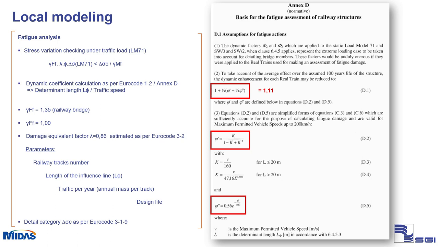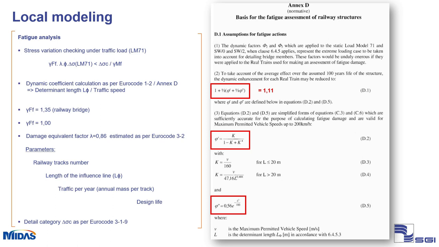Parameters are determinant length and also traffic speed. Calculation leads to a dynamic coefficient of 1.11. You can notice that this value is lower than the dynamic coefficient of 1.25 that was used for structural analysis. Among the different fatigue coefficients, damage equivalent factor is required. This coefficient is estimated as per Eurocode 3 and depends on the number of highway tracks supported by the bridge, length of the influence line, traffic per year in terms of annual mass, and finally design life.